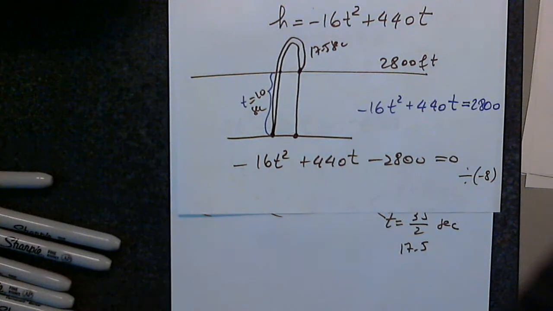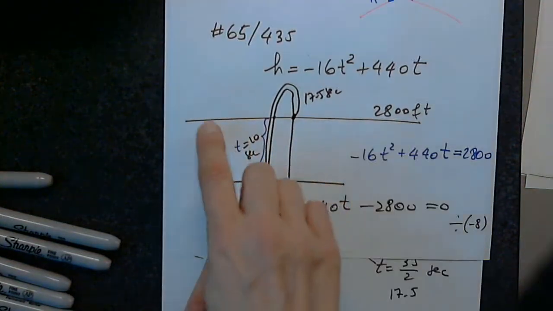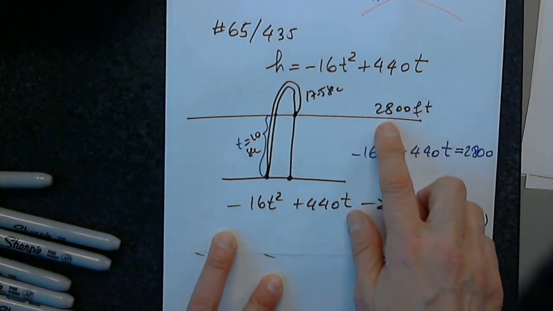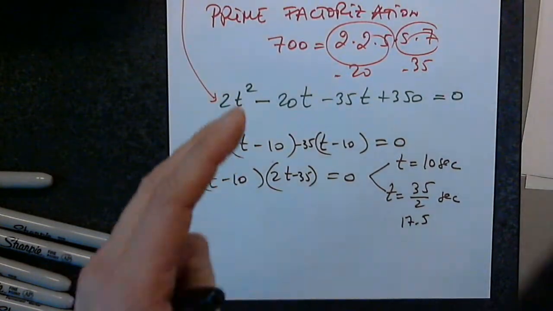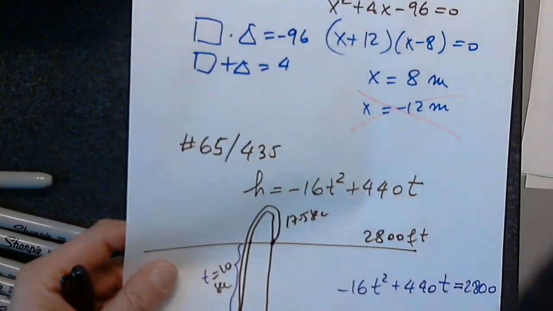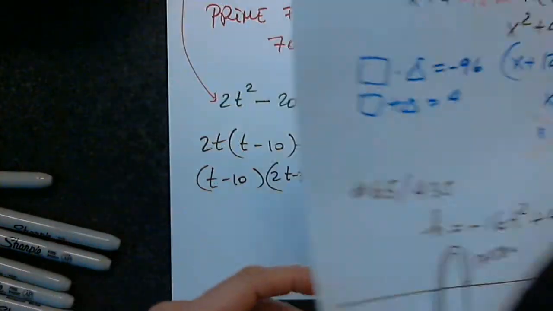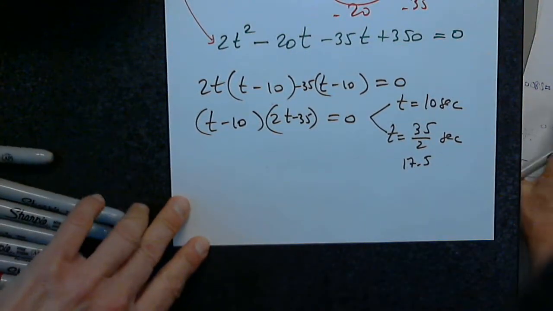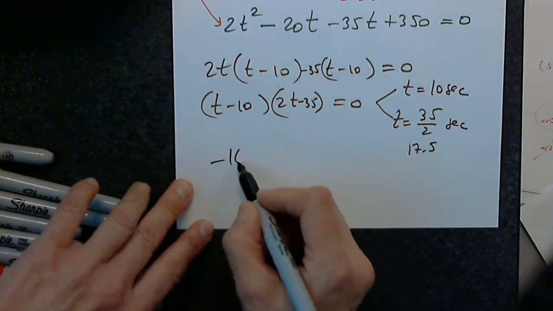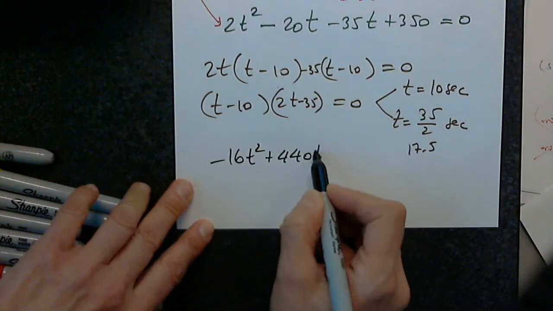But how do I write this, assuming I don't know this? I did not notice that it's 17.5 plus another 10. What will I have to write? Here you told me that it crosses the altitude of 2800. Well, what altitude does it cross here? 0. Exactly. So what I will have to write is set this whole thing equal to the height, right? When something is on the ground, the height from the ground is 0. So our equation will be negative 16t squared plus 440t equals 0.